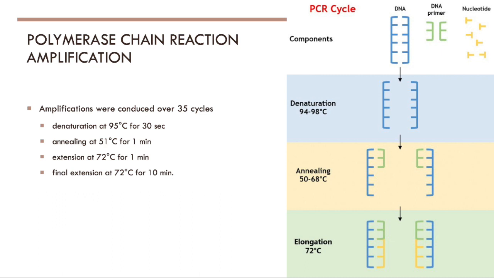The third step is extension. New strands of DNA are made from the template DNA. The Taq polymerase enzyme joins the dNTPs together. The order in which these dNTPs are added is determined by the sequence of nucleotides in the template DNA strand. The result of one cycle of PCR is 2 double-stranded sequences of target DNA, each containing one newly made strand and 1 original strand. The last step is the final extension.